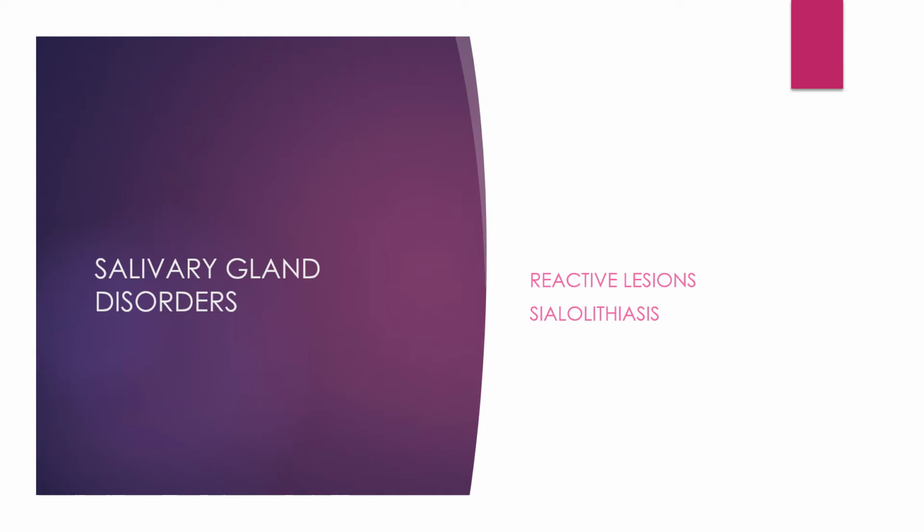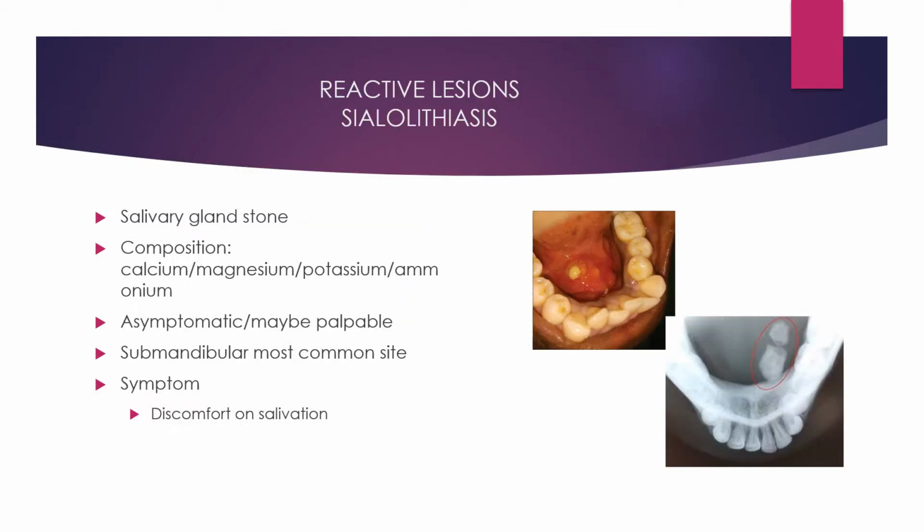Sialoliths are calculi that form usually in the salivary duct. Sialolithiasis is caused by a salivary gland stone, or calculi. Its composition is calcium, magnesium, potassium, and ammonium. It may be asymptomatic, but it may also be palpable. The submandibular is the most common site, and the most common symptom is pain on salivation.